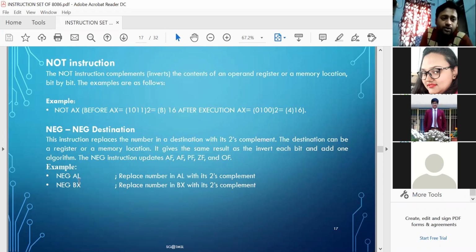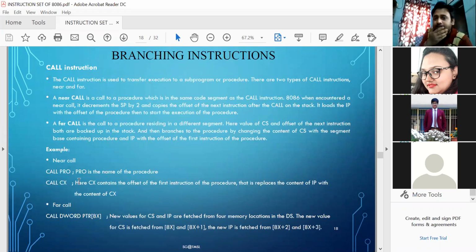So these are a few examples of logical instructions. That's all for today. Next day I will discuss the other classifications of instructions: the branching instructions, loop instructions, flag manipulation instructions, shift instructions, rotate instructions, and string instructions.